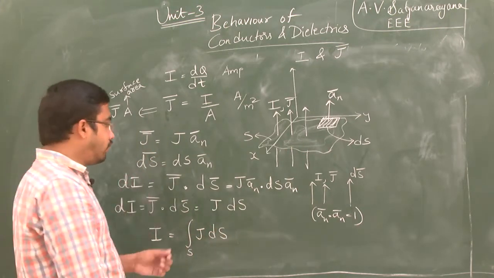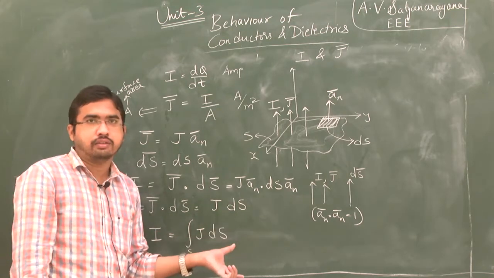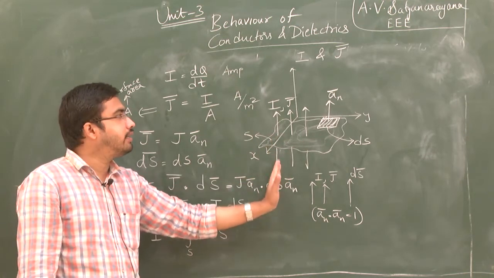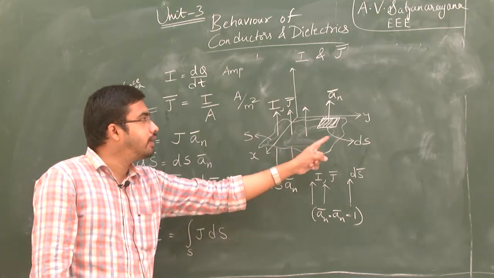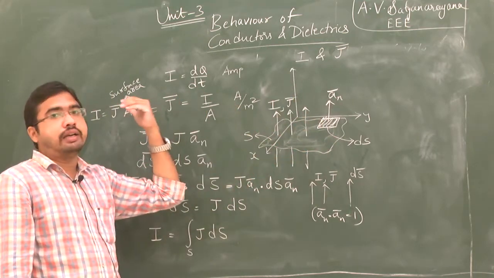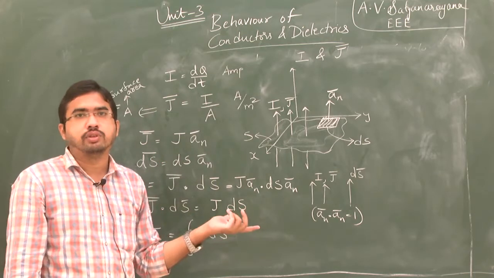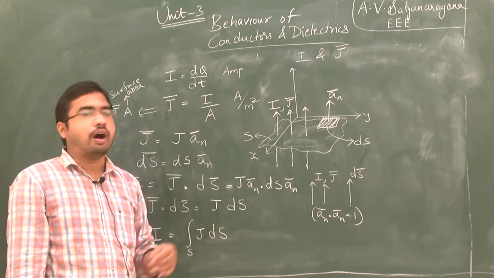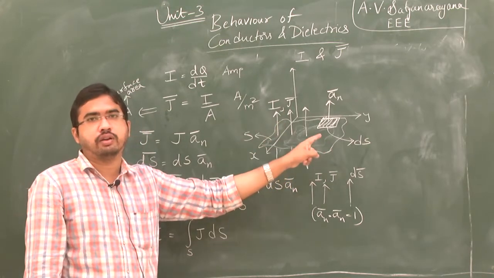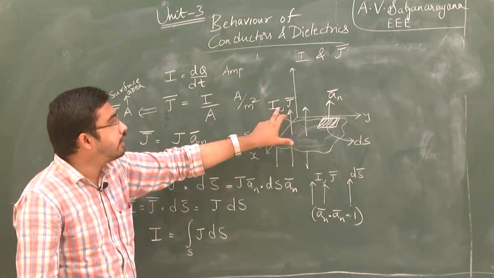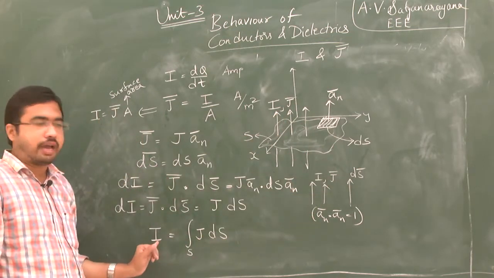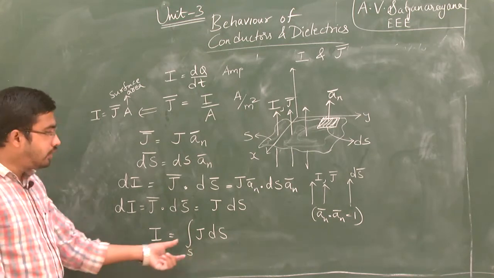Now this formula is valid when your current direction is at right angles to the plane surface area that you are considering. Always it is not possible that this current should be perpendicular to the surface that you are considering. If at all the current I is perpendicular to the surface that you are considering, then you can express this formula I equal to surface integral of J ds.